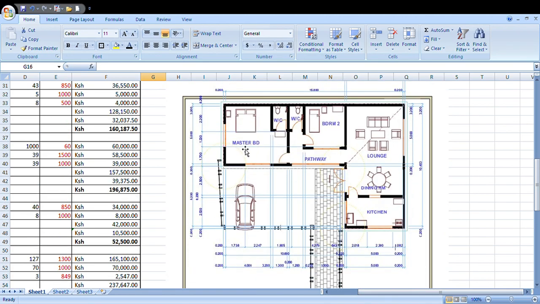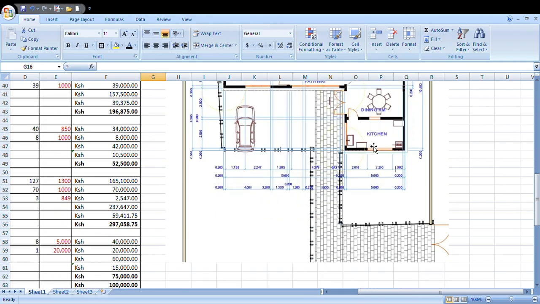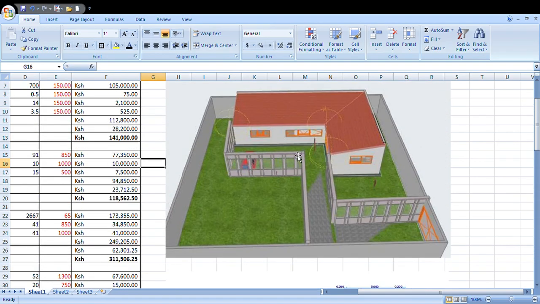We have the master bedroom, very spacious, which is about 5,000 by 5,000 from here to here. Then we have another bedroom in between, and then the lounge. We have the dining room, the kitchen, and inside here the pathway between the lounge and the master bedroom. So let's look at the 3D view.